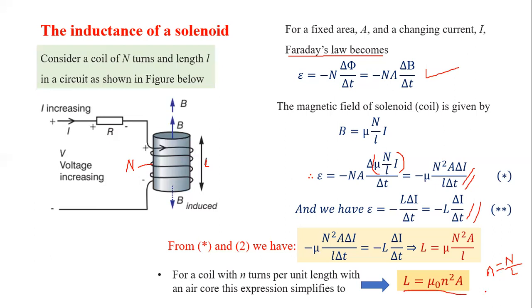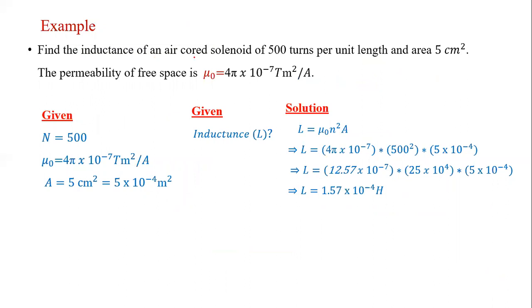Similarly, let's find the inductance of an air core solenoid of 500 turns per unit length, meaning n is 500, and area 5 cm square, which means A is equal to 5 times 10 to the power of minus 4 meter square. The permeability of free space mu is equal to 4 pi times 10 to the power of minus 7 tesla meter square over ampere. Here B, n, I, A, the unit of B is tesla meter square over ampere.